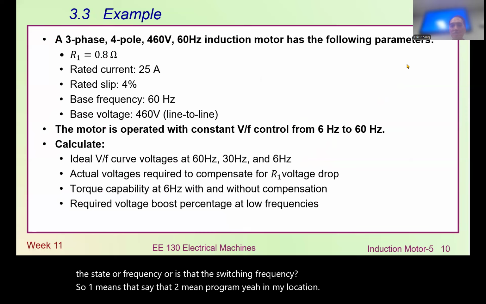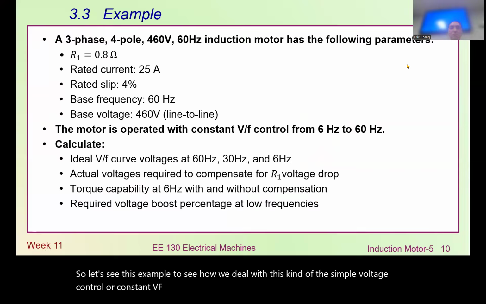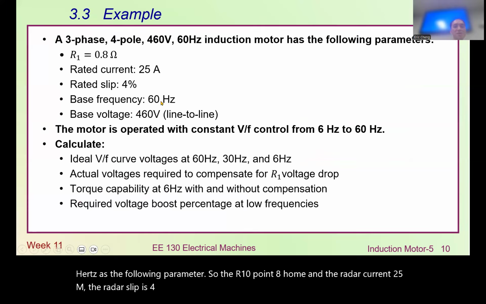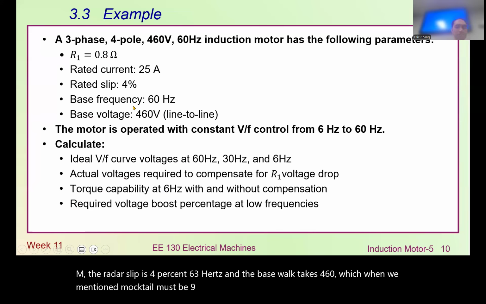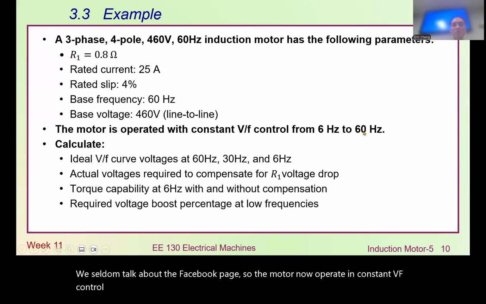So let's see an example of how we deal with this kind of simple voltage control, or constant V/F control. We have a 3-phase induction motor, 4-pole, 460 V, 60 Hz, with the following parameters. R1 is 0.8 ohm, rated current 25 amp, rated slip 4%, 60 Hz, and base voltage 460, which, when we mention voltage, is the line voltage; we seldom talk about the phase voltage. The motor now operates in constant V/F control from 6 Hz to 60 Hz.